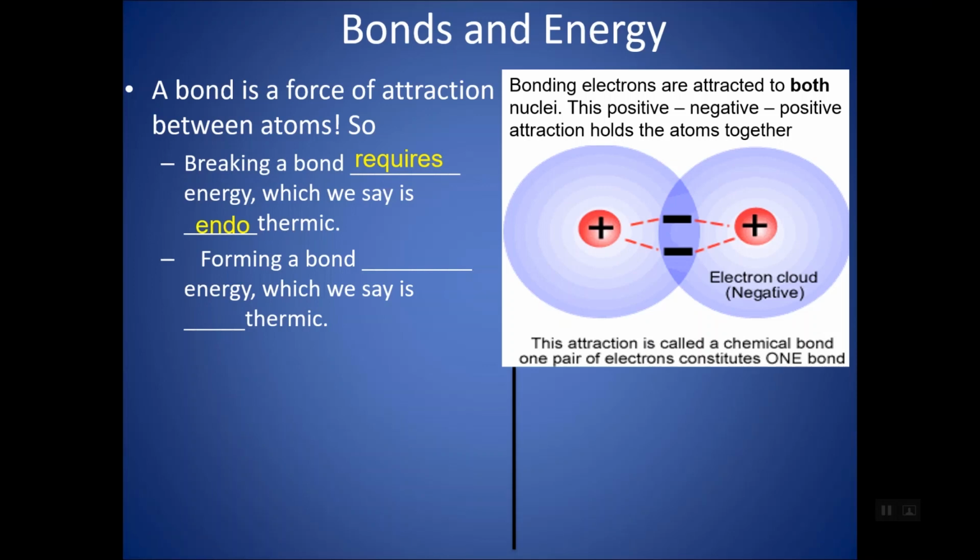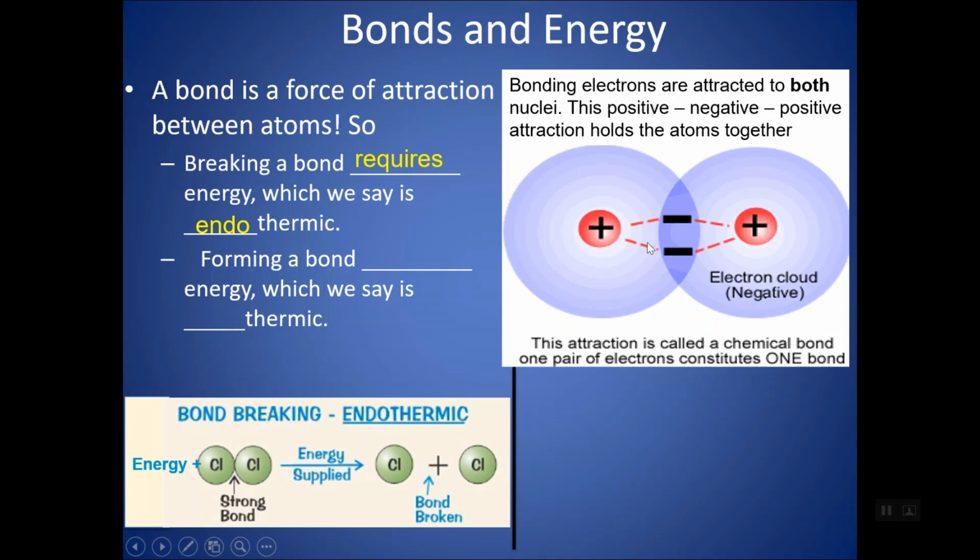Think of trying to pull Velcro apart or trying to pull two magnets apart. If there is a force of attraction, which is what a bond is, it takes energy to overcome it. And forming a bond releases energy, and we say it's exothermic.